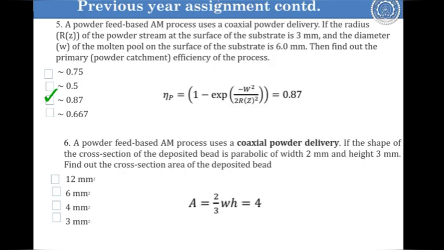The powder feed based AM process uses a coaxial nozzle powder delivery. If the shape of the cross section of the deposited bead is parabolic, with 3 mm width and 2 mm height, find out the cross section. It's 2 by 3 of width into height. The answer is 4 mm squared.